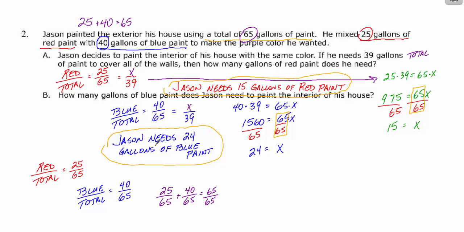Now, I said I'd show you a different way to do that. Here's the other way, and you can use this as a check, actually. For this second part, for the inside of the house, Jason needed 39 total. If you take away the 15 that we figured out for red, you're left with 24 for blue. If you take away what we figured was the red, you're left with the blue. So that just gives us a check. That's our check of the work we did.